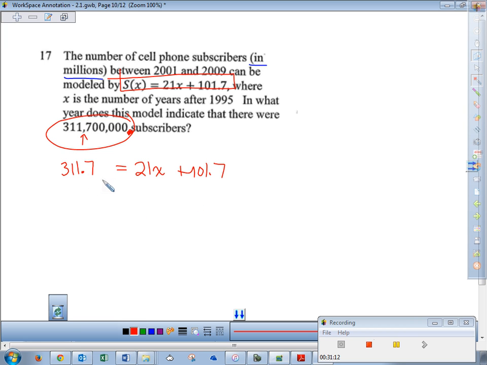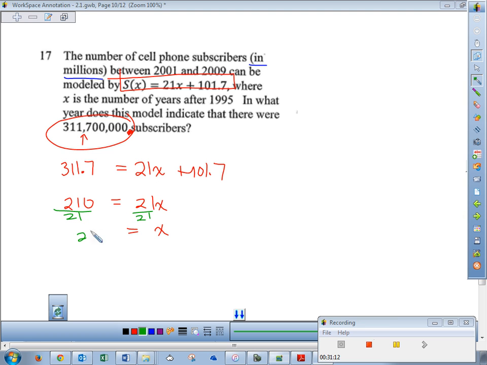Where am I at here? So, subtract over. Ooh, that's nice. 210, right? See if you can do that without a calculator. What's 210 divided by 21? Or don't try, whatever. 10? Answer the question.